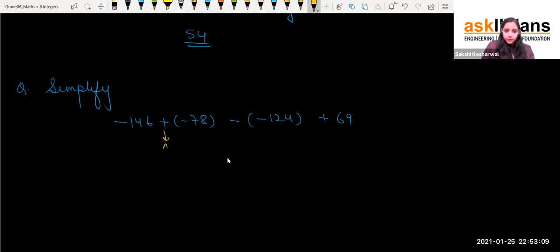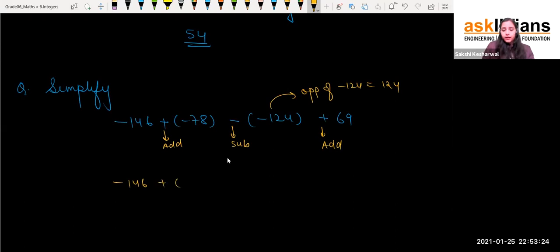So this is add, right? This is subtract, and this is add. Where you have to change the sign, you change the sign over here. So the opposite of minus 124 is what, beta? 124. So this is minus 146 plus minus of 78, right? And this will become plus of 124, right or not? And this will be plus 69.